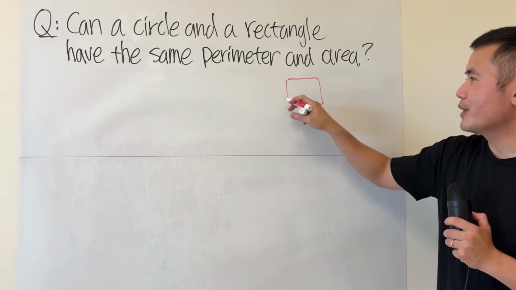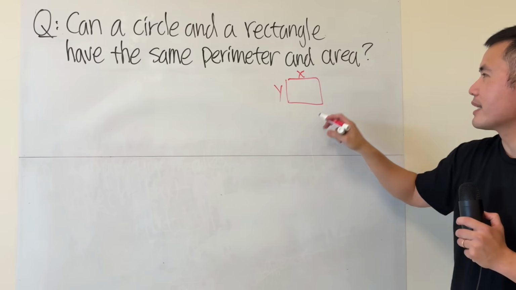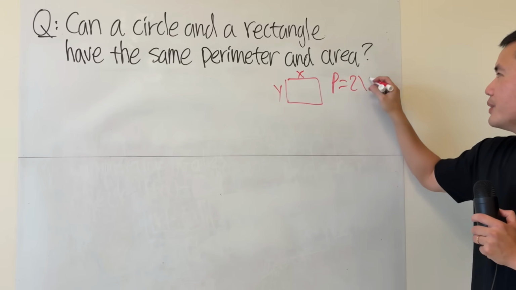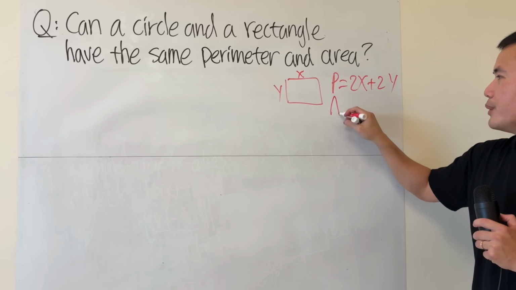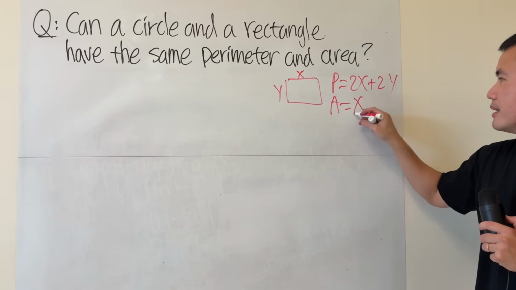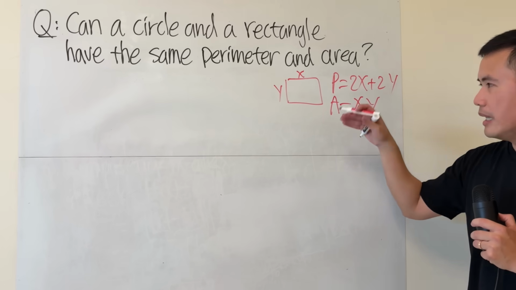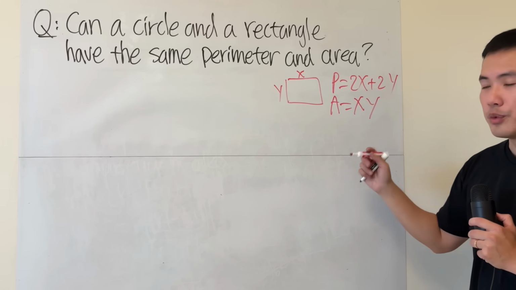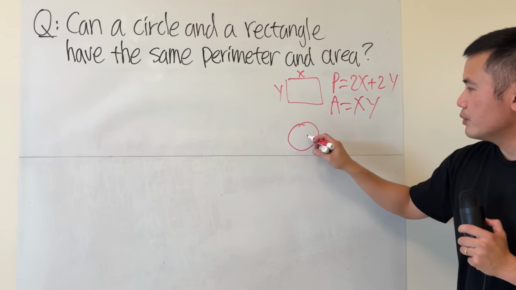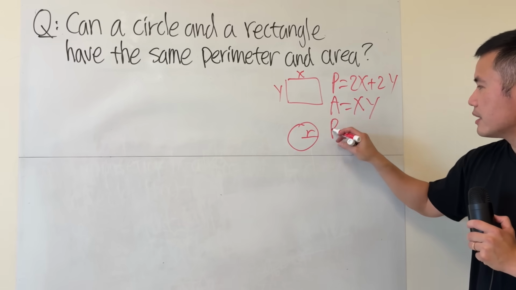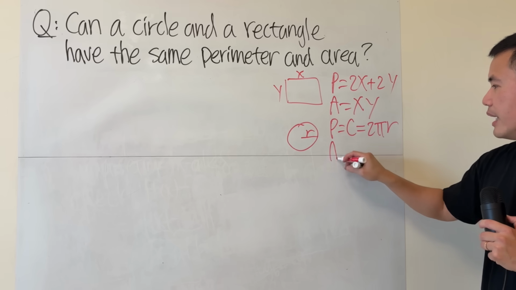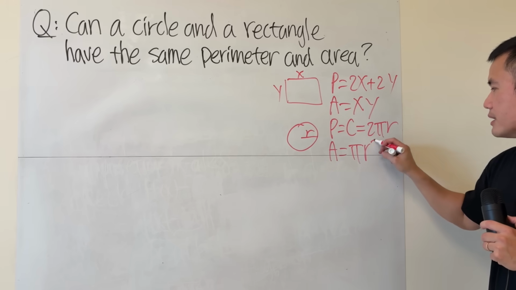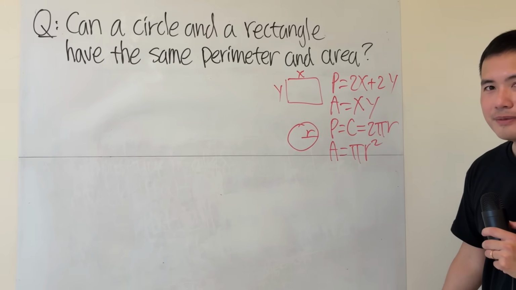Let's say we have a rectangle with dimensions x and y, like so. Then the perimeter is just 2x plus 2y, and the area is just x times y. So these will be the labelings and also the variables that we're using. And then the circle with radius r. The perimeter is the same as the circumference, which is 2 pi r, and the area is just pi r squared. So far, so good.